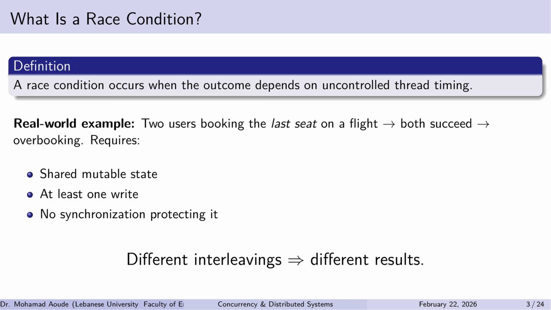A race condition occurs when the outcome of a program depends on uncontrolled thread timing. Let's elevate the precision. A race condition is a violation of sequential consistency. The same operations, in the same logical order, produce different results due to uncontrolled interleavings. Write this down. This is how you reason about concurrency.